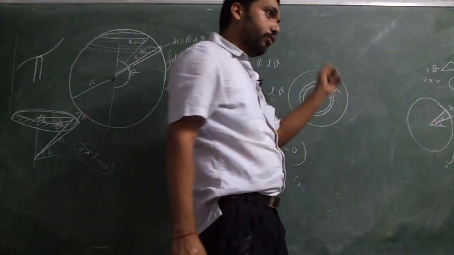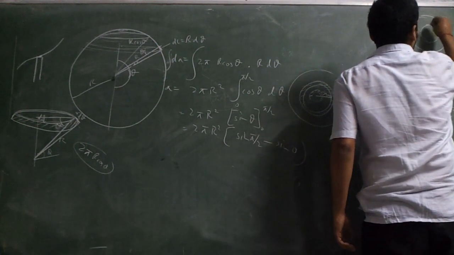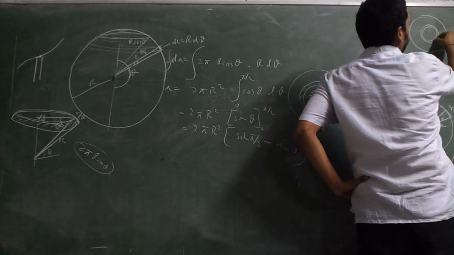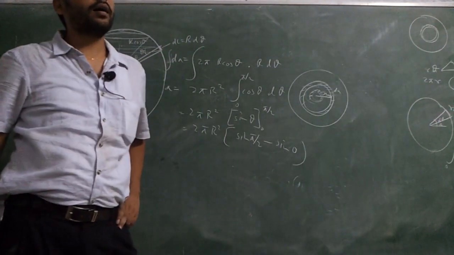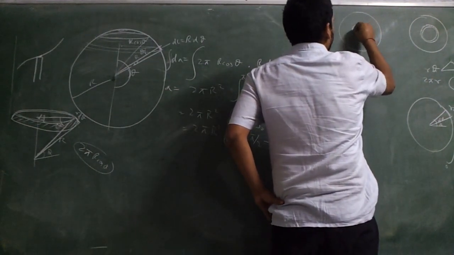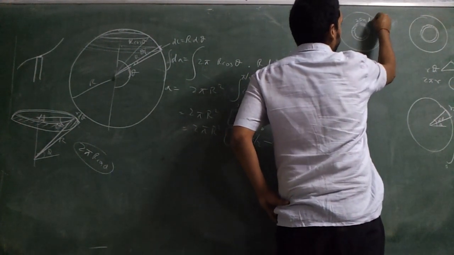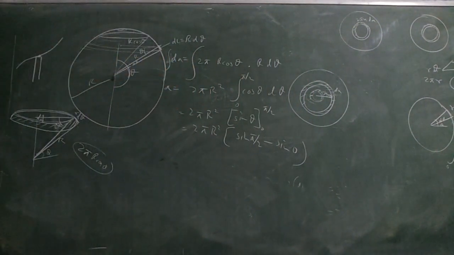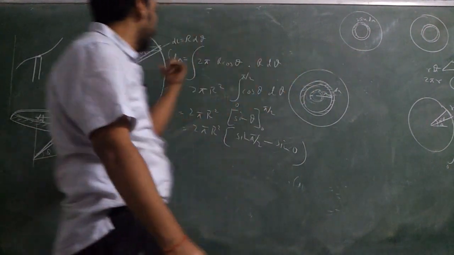So using that, we did the area of a circle. What was that area? This area was 2 pi x into dx. Right? Because we have already derived 2 pi r. Now using the circle base area, we were doing this.